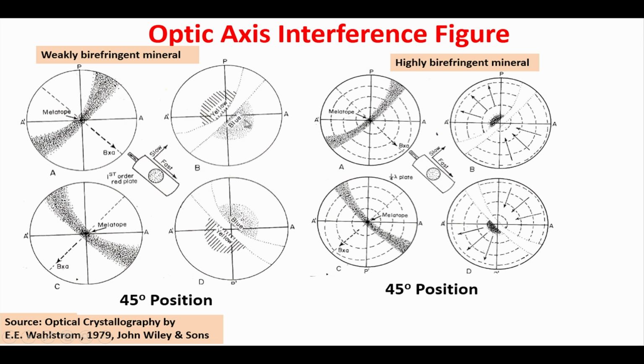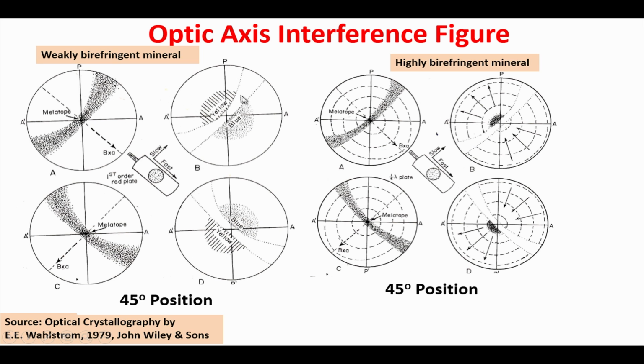So, BXO will be the X vibration, and automatically Z is the acute bisectrix. Also, you have seen on the concave side you have a fall, that is a subtractive effect, because this is the first order yellow here, and from there directly you know that BXA is a slower vibration direction, that will be Z.